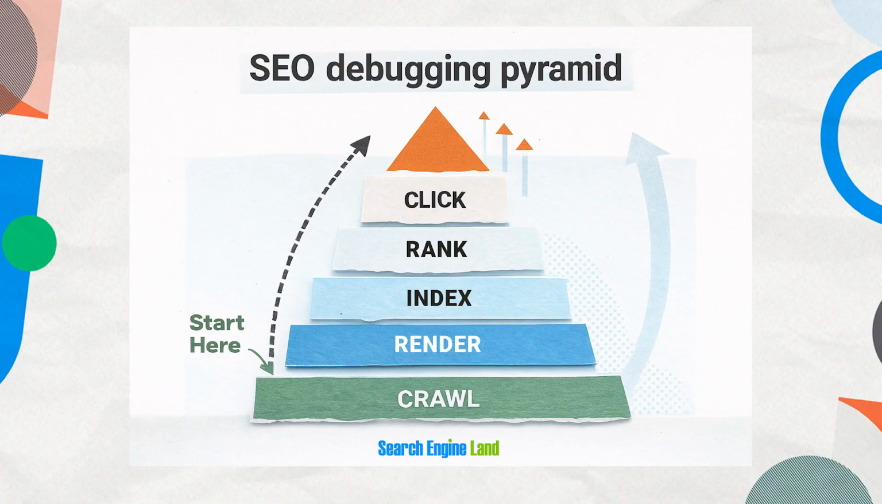fast. Here's the rule. Don't start at rankings, because Google can't rank what it didn't index, and it can't index what it couldn't render, and it can't render what it couldn't crawl. So we're using the SEO debugging pyramid: crawl, render, index, rank, click. We work bottom up because each layer depends on the one below it. You can't have great rankings without good indexing. You can't index pages without proper rendering. And you can't render what Google can't crawl. So grab your notes. Here's the checklist.